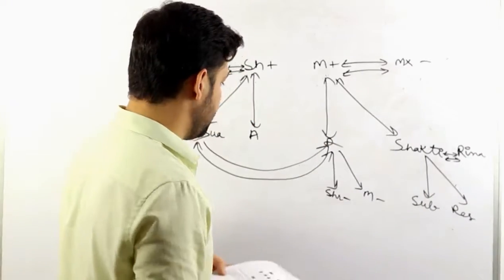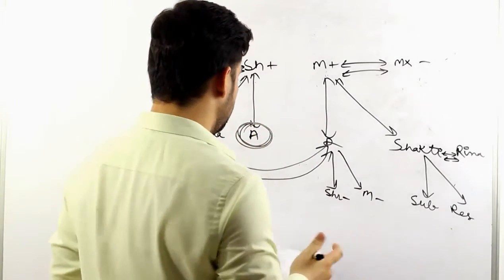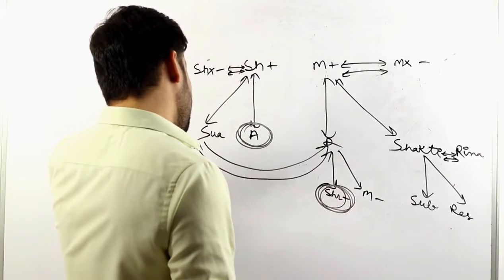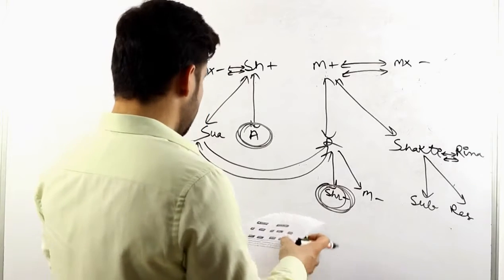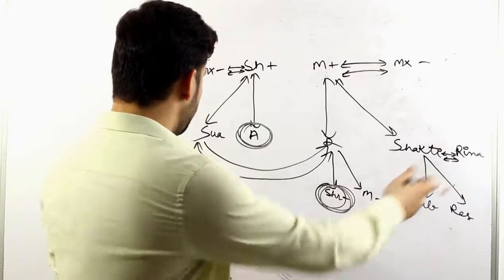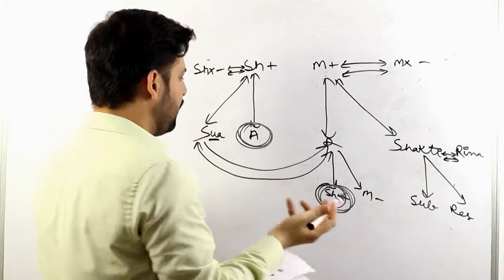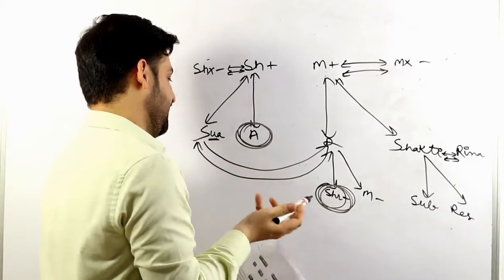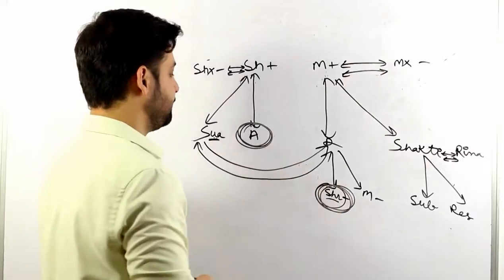How is Aarti related to Shruti? Here is Aarti, and here is Shruti. Let's find it out. Saurabh is the father or mother. We are not aware whether Saurabh is male or female, we just can't assume anything. But Saurabh is a parent of Shruti.